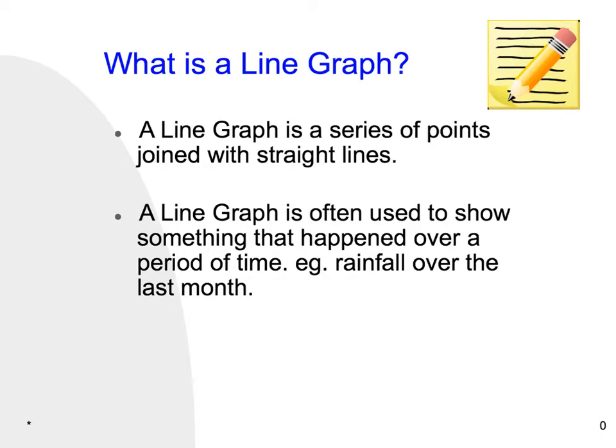A line graph is often used to show something that happened over a period of time. So, for example, rainfall we've had over the last month here in Brisbane, and time is always shown on the horizontal axis, and we'll talk more about that in a moment. But that's something you need to remember, that time's usually always shown on the horizontal axis. So can you please write that down?